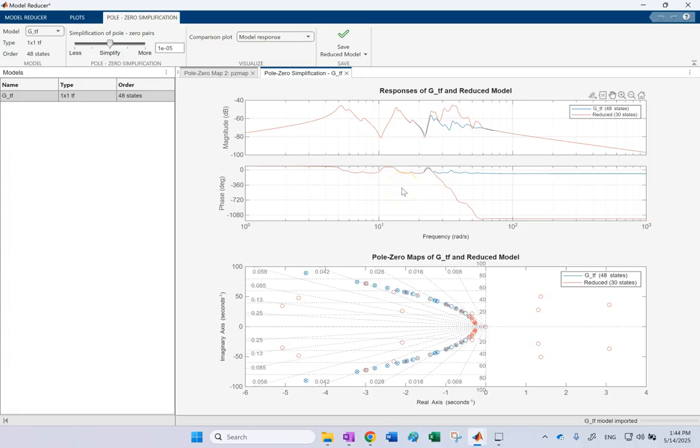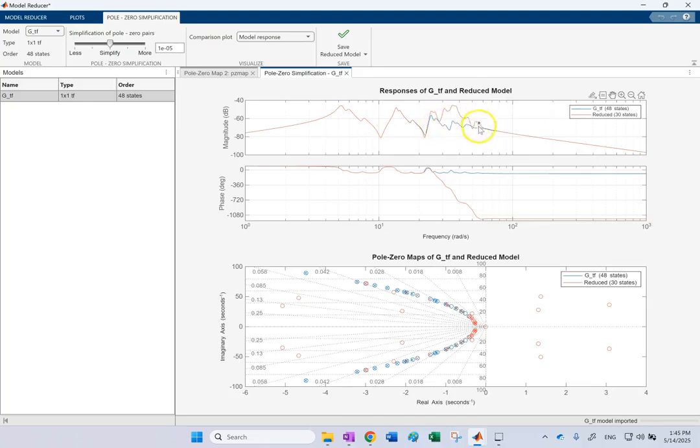So look here. Right now, it is suggesting something. It says, hey, if I bring the system order to 30 from 48, for instance, if you look at the Bode plot, magnitude and phase, this is the Bode plot. The red one is the reduced system. The blue one is the original system. Okay, and you see that they are mostly on top of each other, except for this mid region.